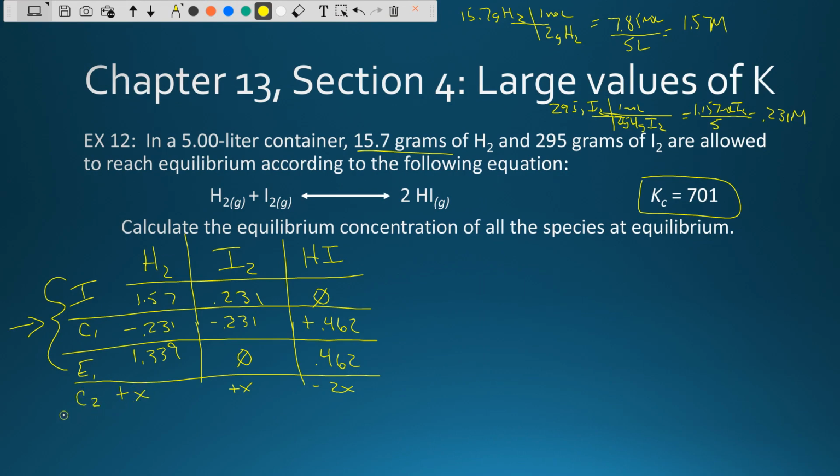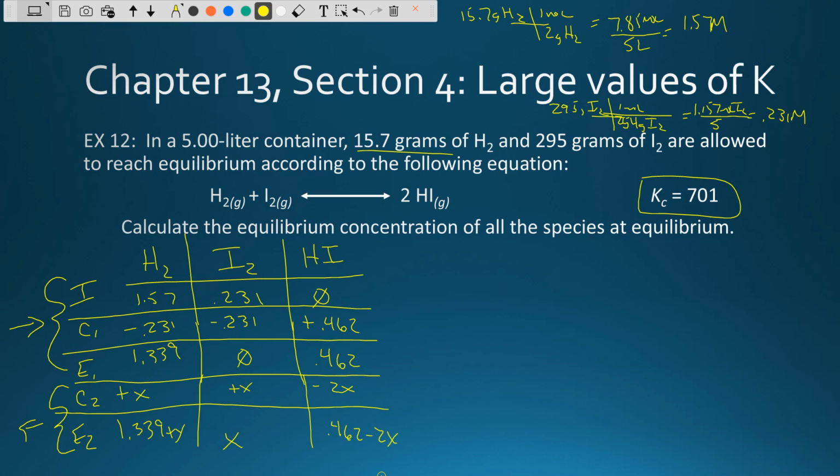So I have a new change, okay? Because we're going back this direction. And so I end up at equilibrium. Now that it's bounced back, I get a 1.339 plus x. I get an x, because this was 0 to begin with, and a 0.462 minus 2x.